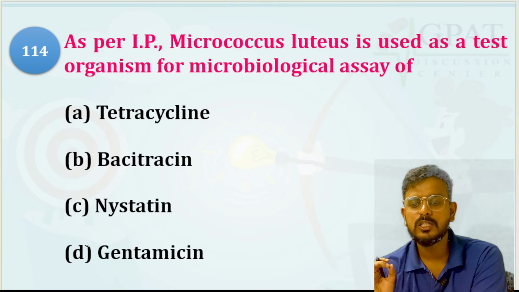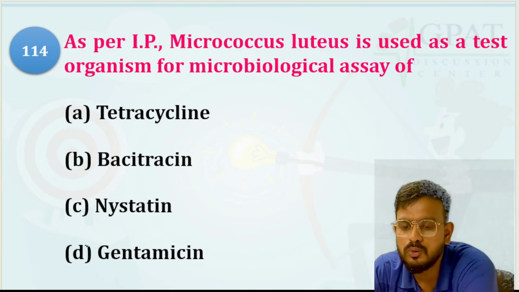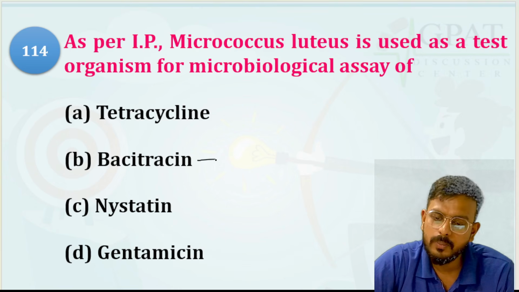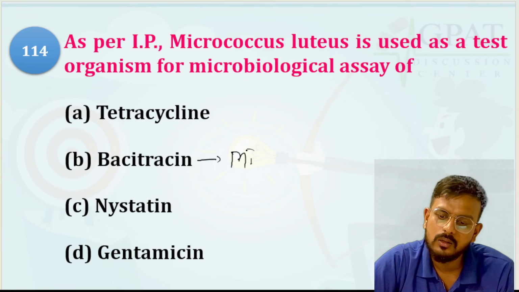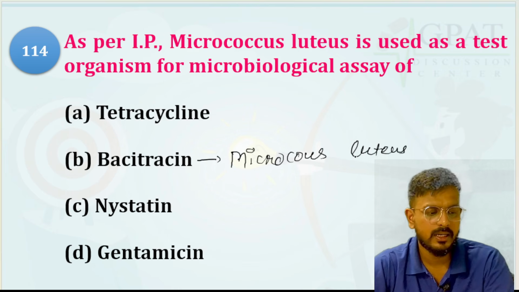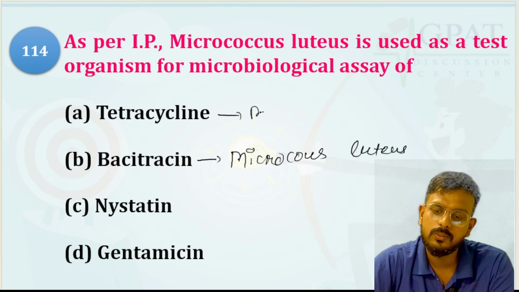Next question. As per the IP, Micrococcus luteus is used. Micrococcus luteus is used for bacitracin. For bacitracin, the species is Micrococcus luteus. For tetracycline, it is Bacillus subtilis.